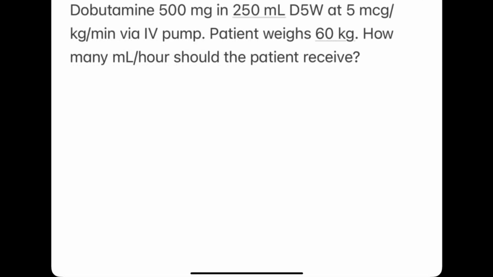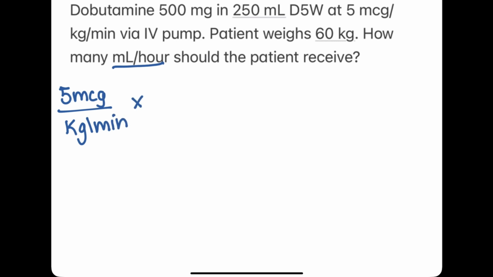500 mgs and 250 mLs of D5W at 5 mcg per kg per minute via IV pump. It says that the patient weighs 60 kgs. How many mLs per hour should the patient receive? So the first thing I like to do is highlight what it is that our answer needs to be in. So our answer needs to be in mLs per hour. So what I'm going to do is start with the order. So 5 mcgs over kg a minute.